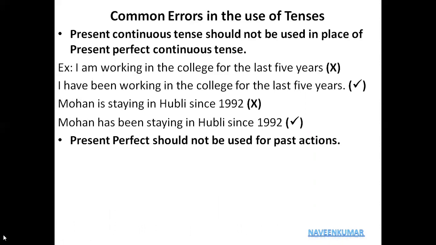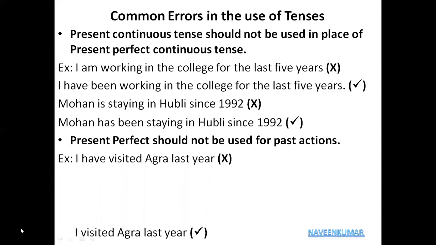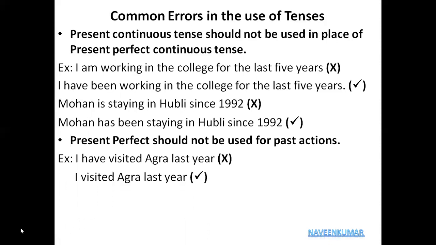Next one. Present perfect should not be used for past actions. So you cannot use present perfect tense for past actions. Let's see. I have visited Agra last year. Wrong. So whenever you mention the time when that action got completed, it should always be in simple past, not in present perfect. Have or has shouldn't come there. Okay. So what is the correct form of the sentence? I visited Agra last year.